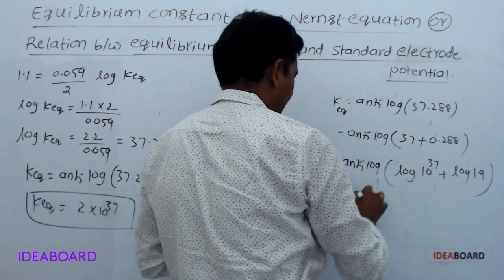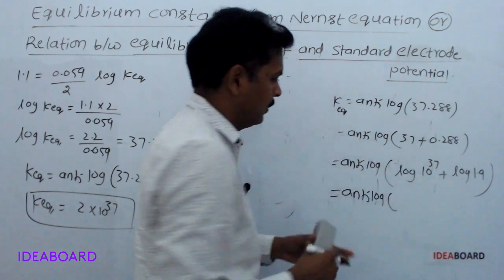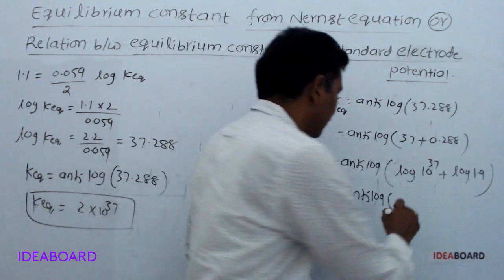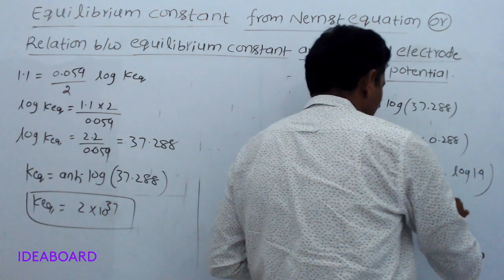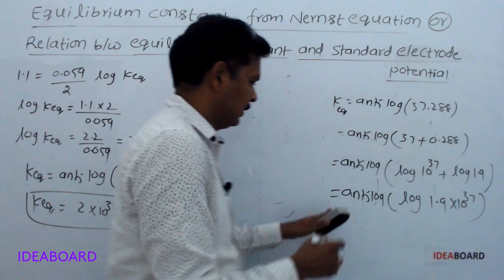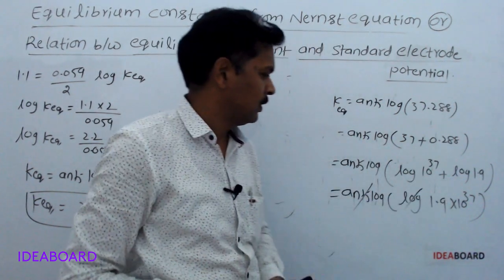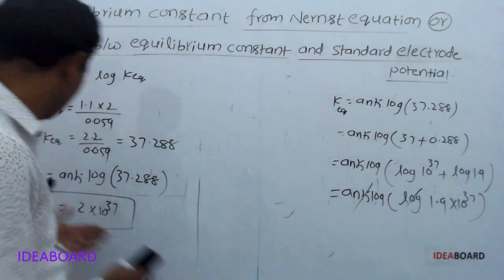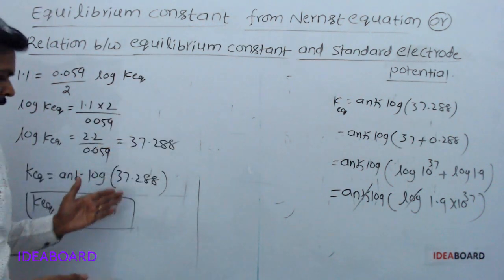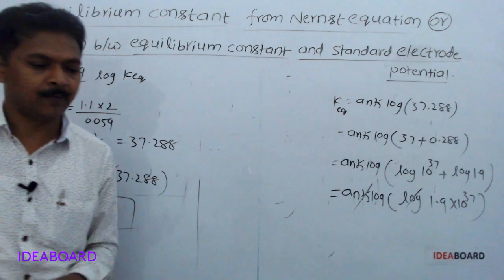It is equal to antilog of log A plus log B. We know the formula: log A plus log B is log A into B, so log 1.9 into 10 power 37. The antilog and log get cancelled. Then 1.9 into 10 power 37, approximately 2 into 10 power 37. So we can calculate the equilibrium constant value for the galvanic cell.